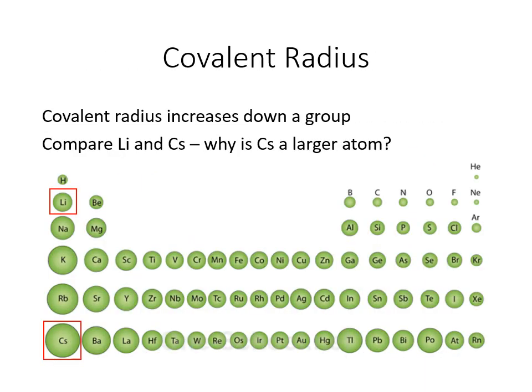Now, going down a group, we can compare, what do we have? We've got lithium and cesium in the alkali metals. And we can see this periodic table here. It represents the size of the atoms and how they're all different. But why do we think that lithium is significantly smaller than cesium? So pause the video and have a think.